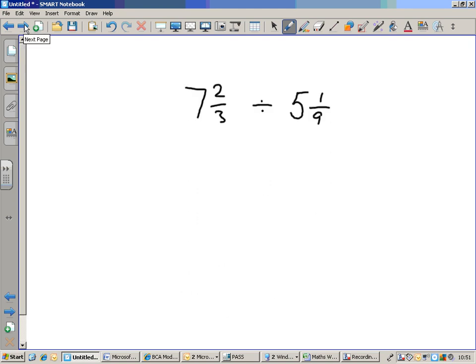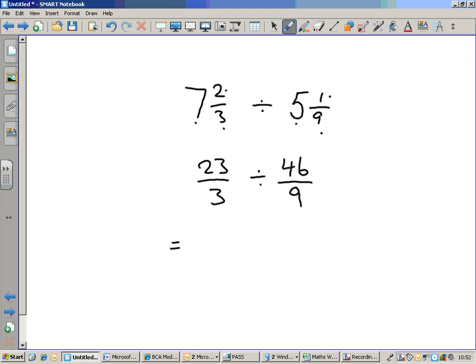Last one, 7 2/3 divided by 5 1/9. My answer is going to be bigger than one whole this time, isn't it? Because I reckon that number is smaller than that number, so I reckon we'll get at least one of them into 7 2/3. Let's find out. 7 2/3. 7 times 3 is 21, plus 2 is 23. Make it top heavy, 23/3. 5 times 9 is 45, plus 1 is 46.